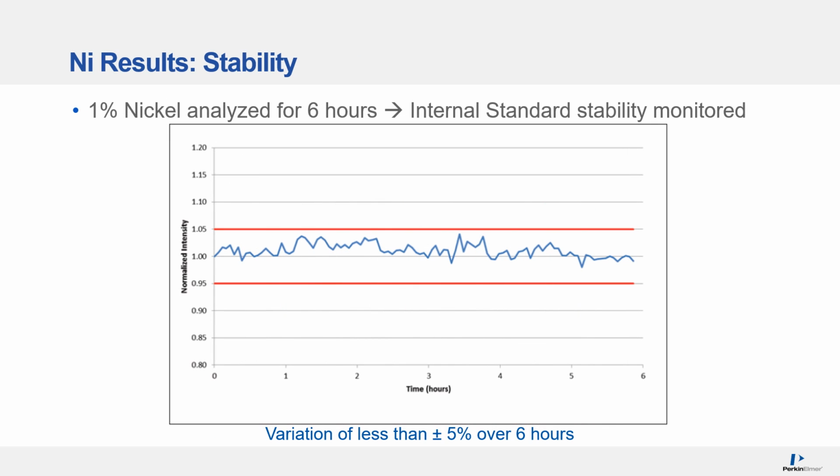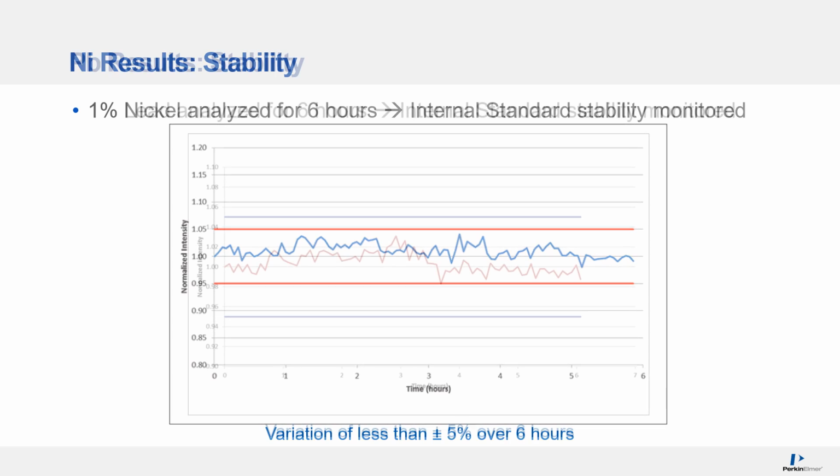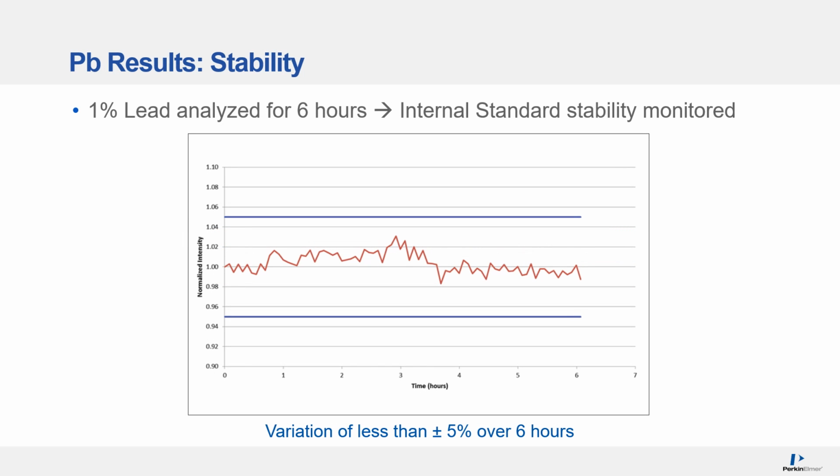We also had to analyze the stability over time. So these are the results of the stability in 1% nickel analyzed for 6 hours looking at the internal standard of scandium. You can see there's a variation of less than plus or minus 5% over the whole 6 hours, showing good stability in these high matrix samples. We repeated for lead, where we looked at 1% lead and analyzed for 6 hours and again measured the internal standard of scandium. Again, you can see that the variation is less than plus or minus 5% for the entire 6 hours.